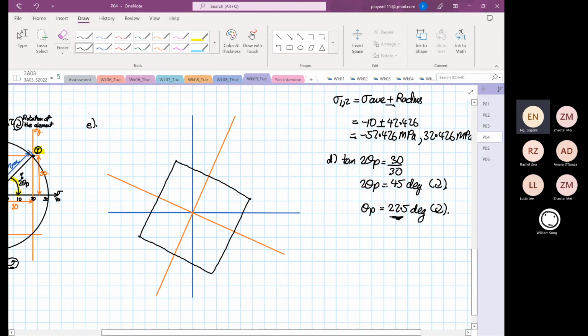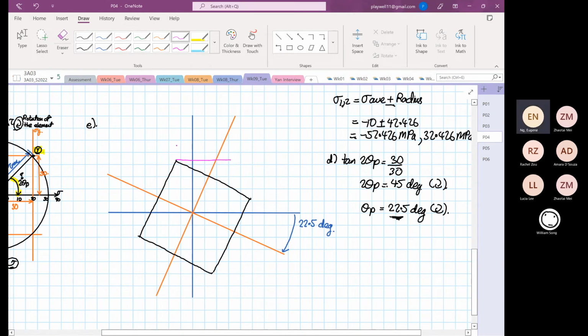Then on this plane now, we know the angle of rotation, right? We know that this axis over here, the angle of rotation from here to here is 22.5 degrees clockwise. Then I will strongly recommend that we draw a horizontal line over here.